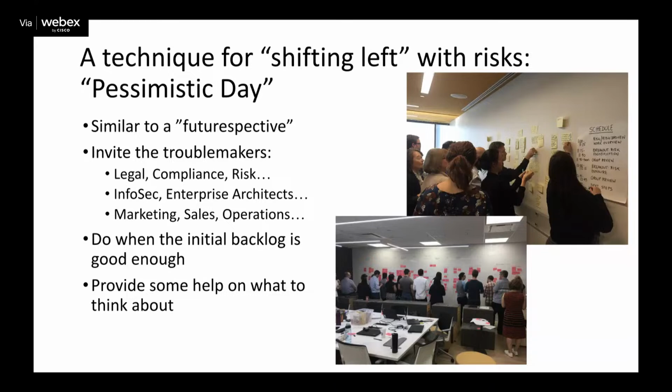I call this day Pessimistic Day. Now, I've had people tell me, Dave, that sounds so negative, but it's the only day that you can be negative in an agile effort, or maybe every now and then, right? Similar to a future perspective, where we sort of think about, if we're thinking 6 months from now, or a year from now, our project has failed, or our product has failed to deliver the outcomes that we expected. What went wrong?